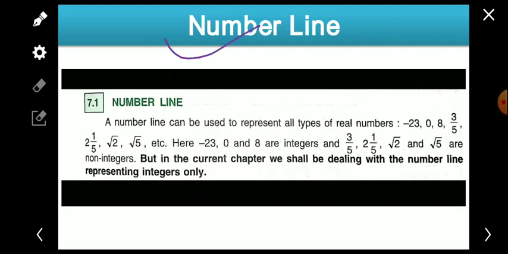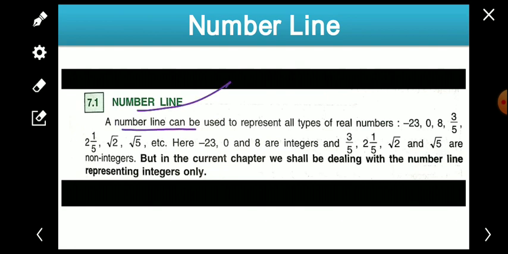So today we are going to talk about the number line. Already we have learned a few things, or most things, about the number line in the previous chapter. The previous chapter was negative numbers and integers. In that we already learned what a number line is and how to draw the number line for natural numbers, whole numbers and integers. So the same thing will be continued here.